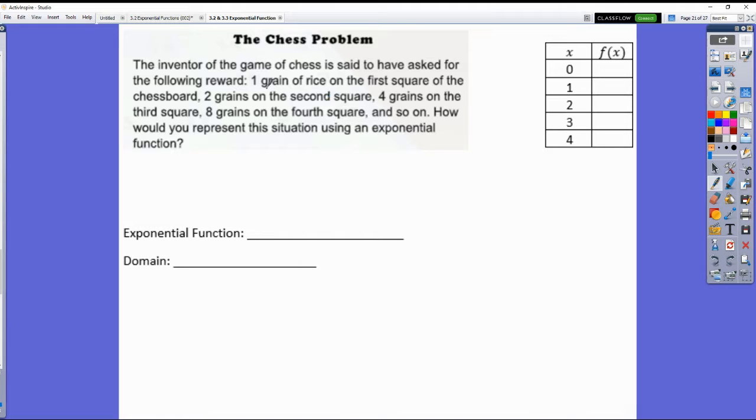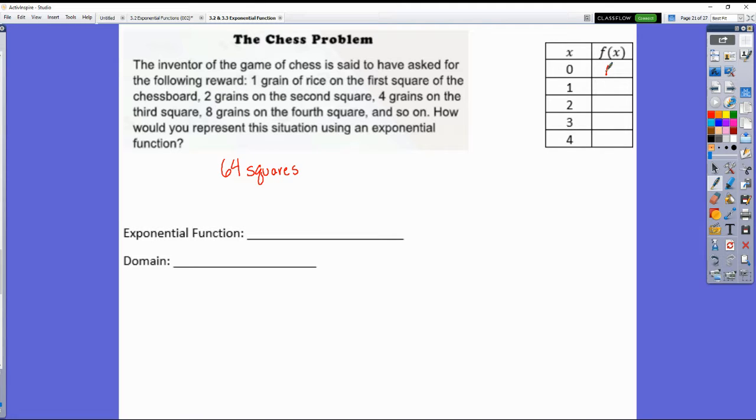Well, we know that the first square has 1, and then he's doubling the number of grains on each additional square. Another piece of information that we need to know is how many squares are on a chessboard. A chessboard is 8 by 8, so 64 squares on a chessboard. On the first square, we are going to call that square 0 because it works with the math better, but we can do it either way. Anyway, we have 1 grain of rice.